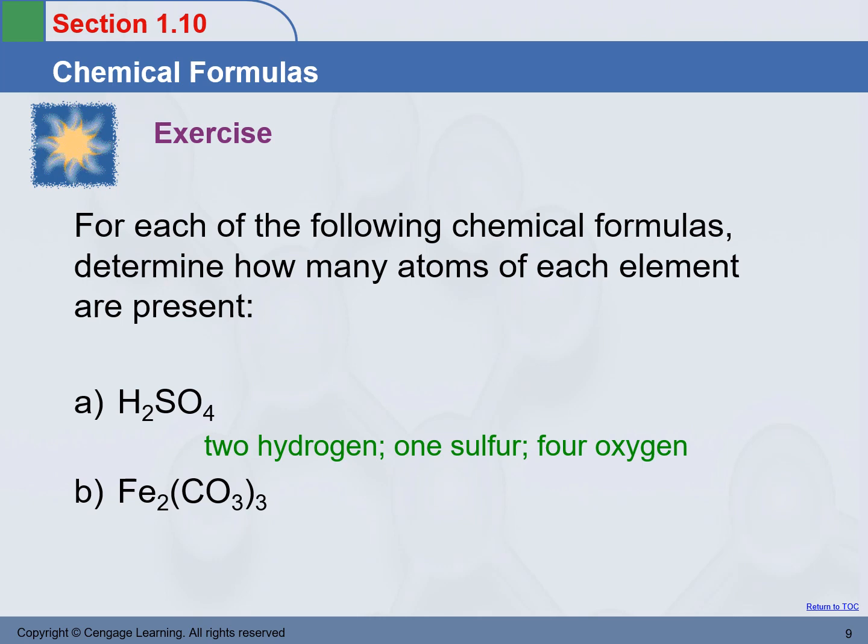In this formula, there are 3 CO3 units. In each CO3 unit, there is 1 carbon. 3 units will be 3 carbons. In each CO3 unit, there are 3 oxygens. 3 units will have 3 times 3, 9 oxygens. So in this formula, we have 2 iron, 3 carbon, 9 oxygens.